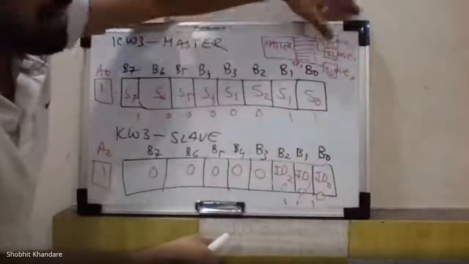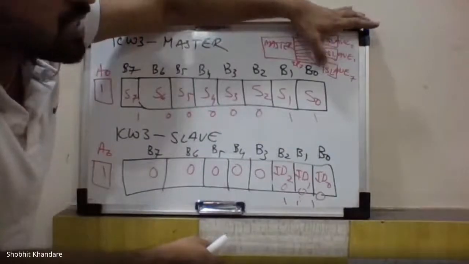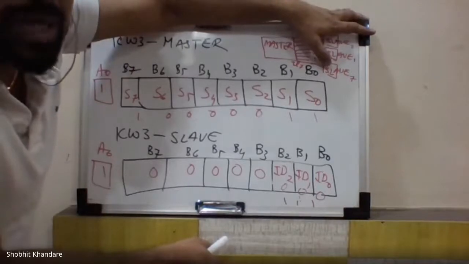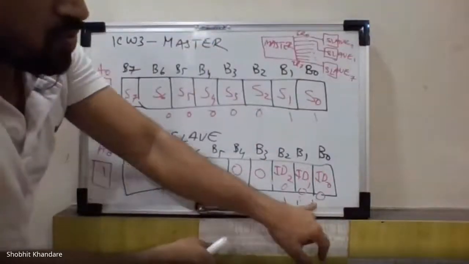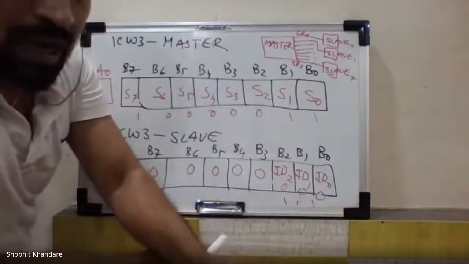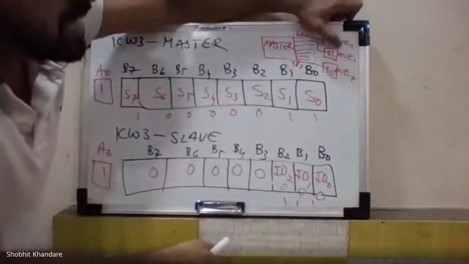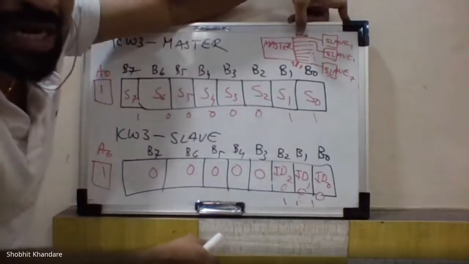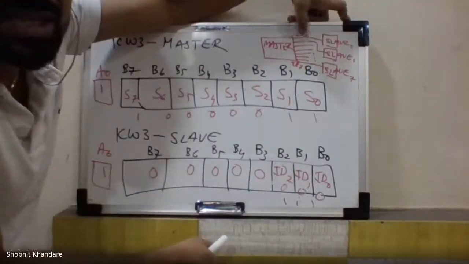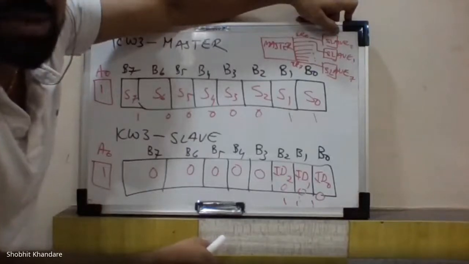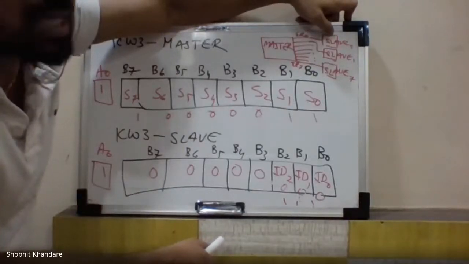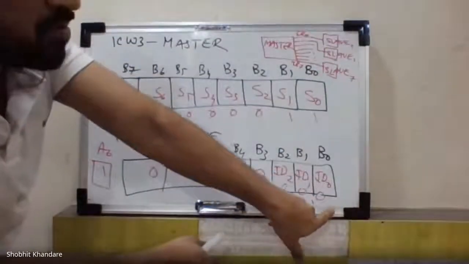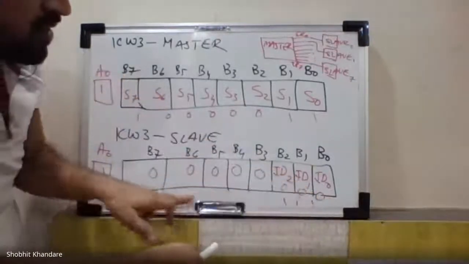If I ask you the slave ID number connected at IR7, you will say it is 7. How do you get 7? 1, 1, 1. So I mean to say that whatever slaves are connected to the corresponding IRs of the master, they will have that particular slave ID number. So the slave ID number we get from these lower 3 bits, and all other bits are 0.